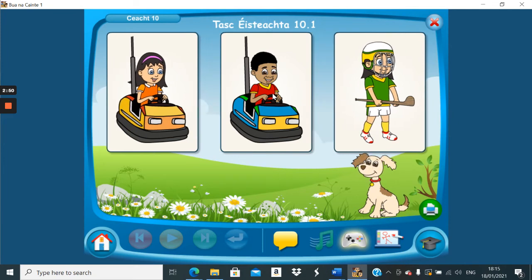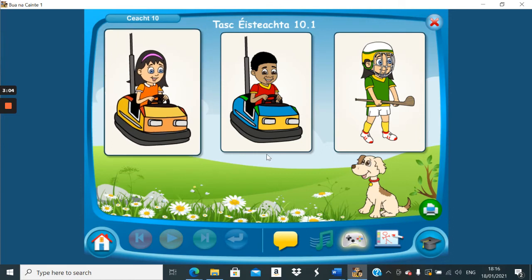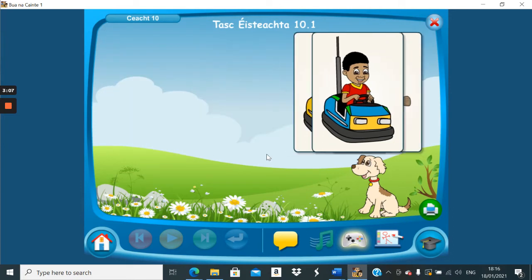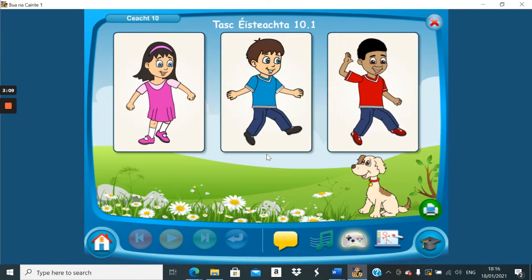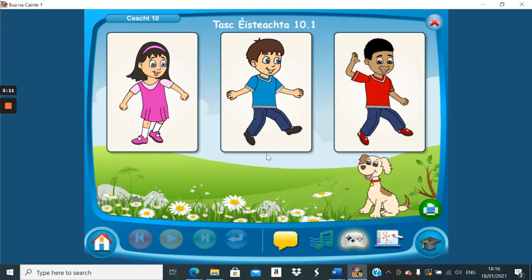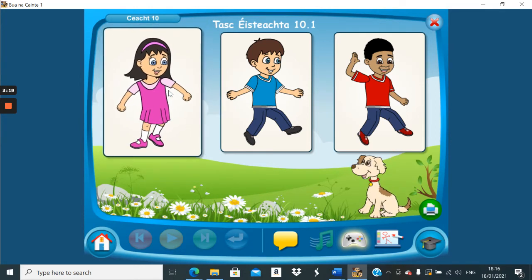Bhí sí ag damhsa. She means it's about a girl. What is ag damhsa? I don't think it's hurling. She was dancing.